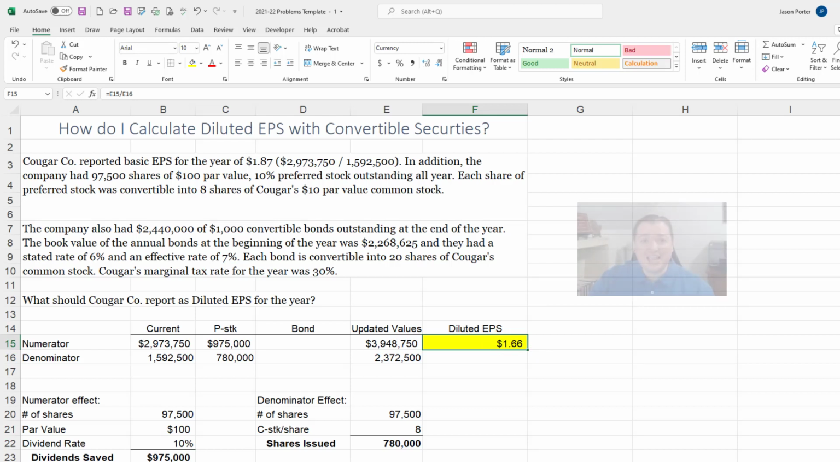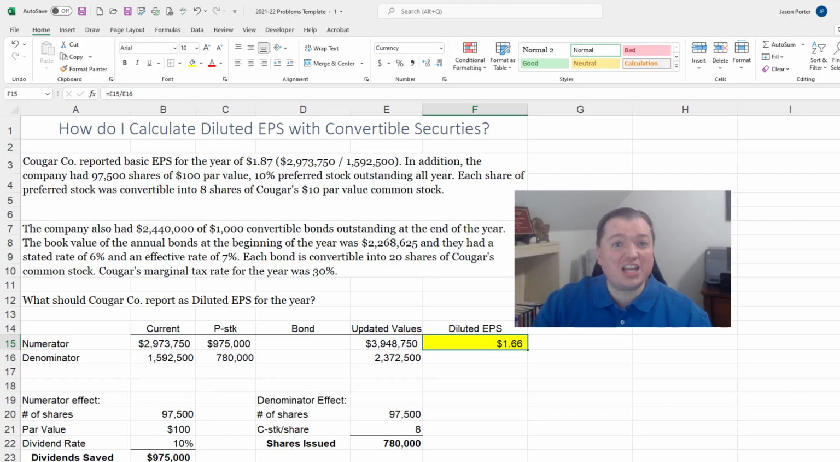We keep adding in these effects until the next one raises the value, and then I stop. And that's how I calculate diluted EPS.